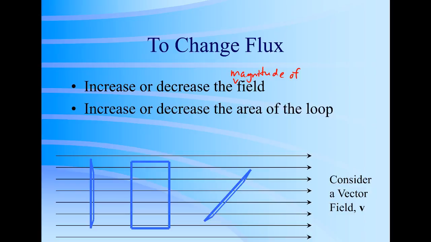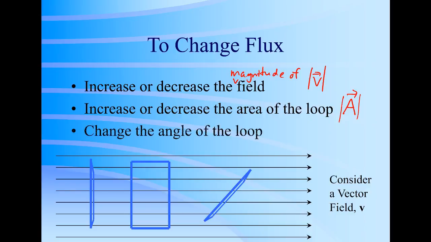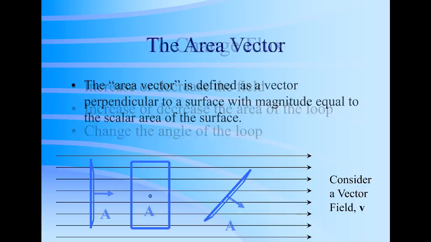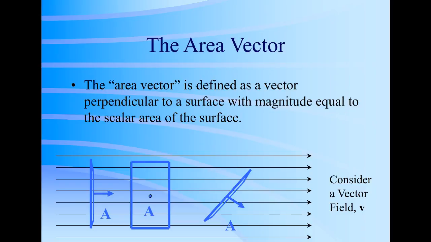We can increase or decrease the area of the loop, and we call that A. This would be the magnitude of V. Now the area of the loop is actually going to be a vector, and we'll talk about that in a second. And then we can change the angle of the loop. You can see right here that we have an angle of the loop with respect to the vertical. And those all have the effect of changing the flux.